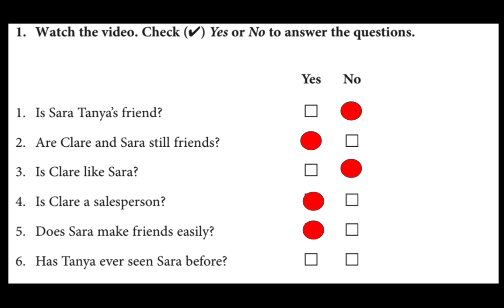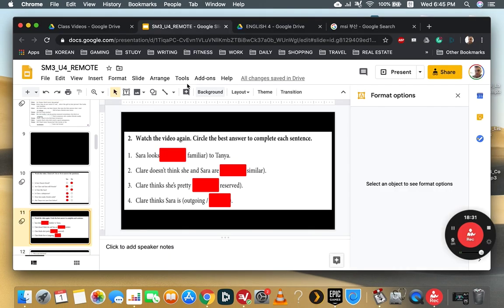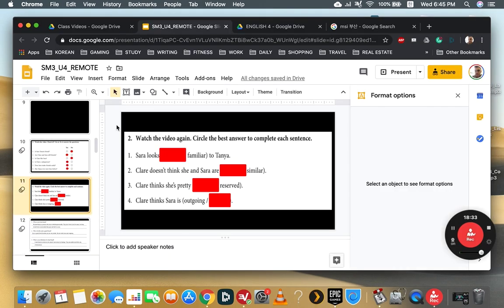And then the last question, six. Has Tanya ever seen Sarah before? Oh, that's how I know her. She works at the bookstore near my house. Okay, so let's watch the video one more time, and then we can check the next four questions.